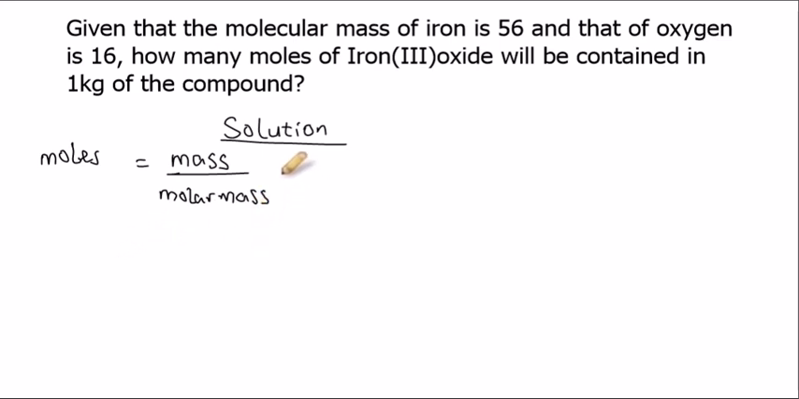In the question above, we are given the mass of the compound, but we do not know the molar mass. And how do we get the molar mass? We do that by calculating based on the chemical formula of the compound. So the next thing we have to do is to write out the chemical formula of iron(III) oxide, which is written as Fe2O3. That is, we have 2 atoms of iron and 3 atoms of oxygen present to form the compound iron(III) oxide. So from here, let's proceed to calculate the molar mass of the compound.